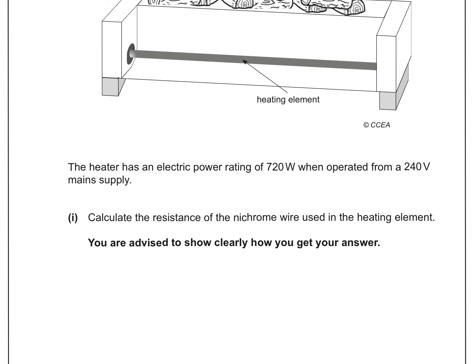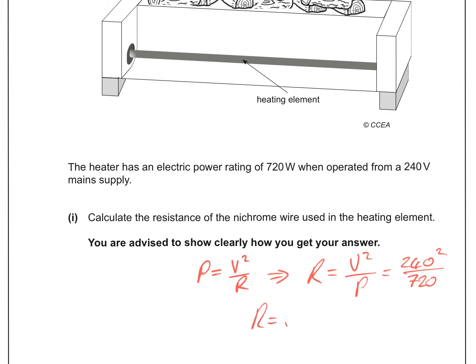So this is relating power to voltage and resistance, and we need an equation for that. Power is V squared over R, and so R will be V squared over P. That's 240 squared over 720, and that gives us an R value of 80 ohms.